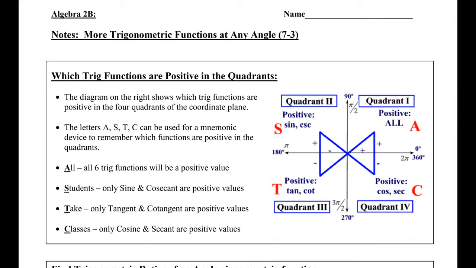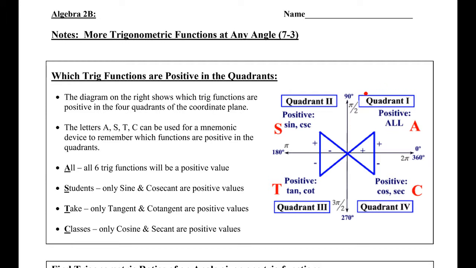Today's notes are going to be on trig functions of any angles. In order to complete these problems, we must first look at the diagram on the right of your page and make sure that you understand each part of it. So to begin, we're looking in quadrant number 1.